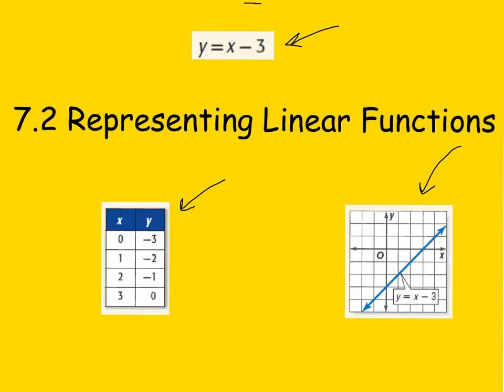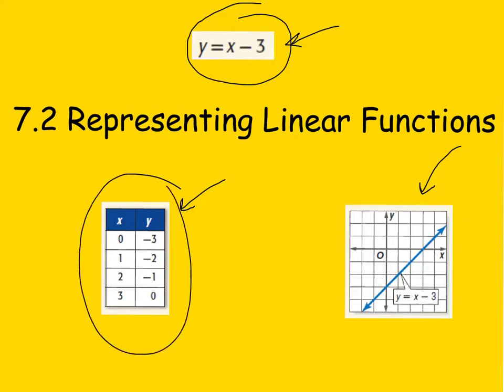So this equation right here and this table of values actually go together. When you take the equation, write it in a table of values, you can then graph and you'll see that it makes a straight line.